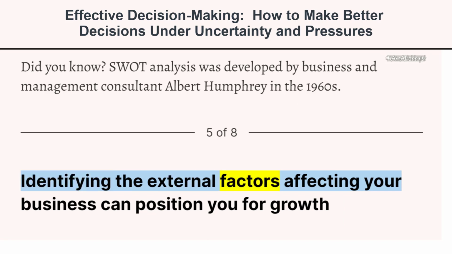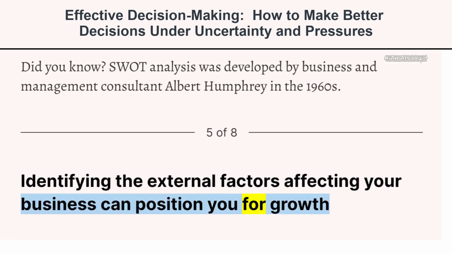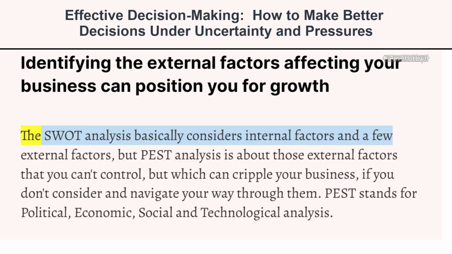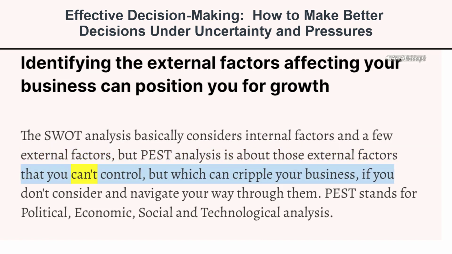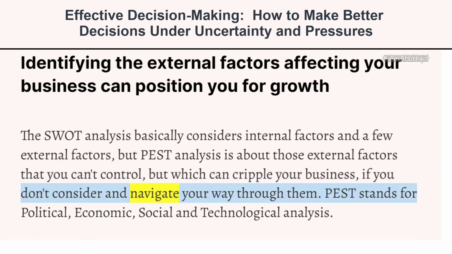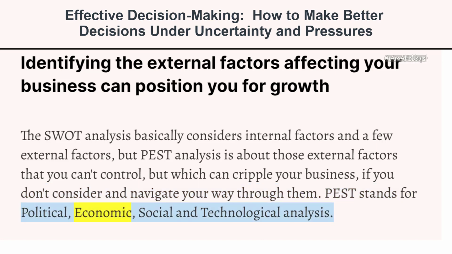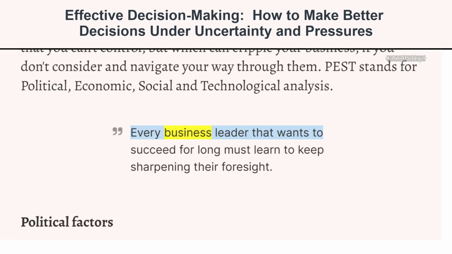Identifying the external factors affecting your business can position you for growth. The SWOT analysis basically considers internal factors and a few external factors, but PEST analysis is about those external factors that you can't control, but which can cripple your business if you don't consider and navigate your way through them. PEST stands for Political, Economic, Social and Technological Analysis. Every business leader that wants to succeed for long must learn to keep sharpening their foresight.